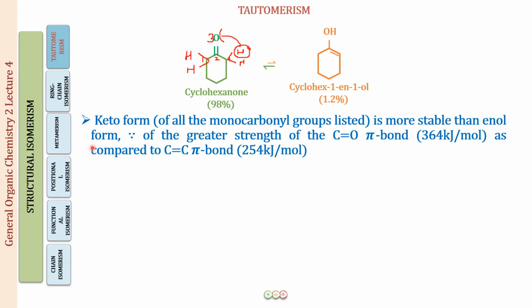So why is this more stable than the enol form? This is more stable because the carbon bonded to oxygen by a double bond is of a greater strength as compared to a carbon-carbon double bond. So we will be requiring more energy to break it. The bond dissociation energy for the carbon-oxygen double bond is 364 kilojoule per mole, whereas for the carbon-carbon double bond, it is 254 kilojoule per mole. So we require more energy to break this bond in comparison to a carbon-carbon double bond, and hence this structure is more stable than this, right? So this will not be breaking and getting converted into this structure. So what we see is that we have more of this at the equilibrium point.